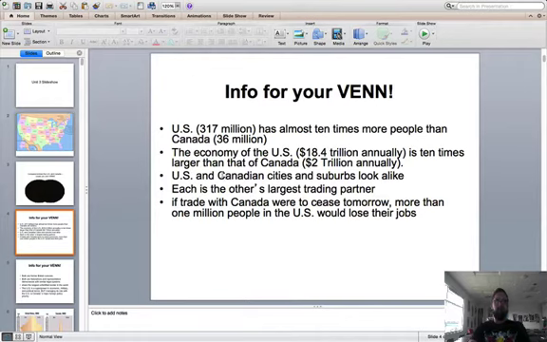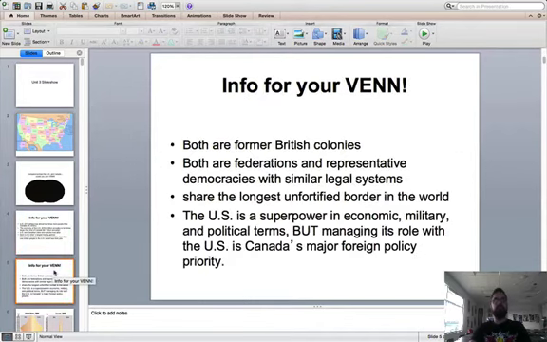As far as our cities go, they pretty much look the same. Same kind of architecture and layout with cities and suburbs between the U.S. and Canada. We trade with each other the most. Our number one trading partner is Canada, and of course their number one is us. Just to give you an idea, over 1 million jobs would be lost if we stopped trading with Canada immediately. So there's a lot of connection between the two.